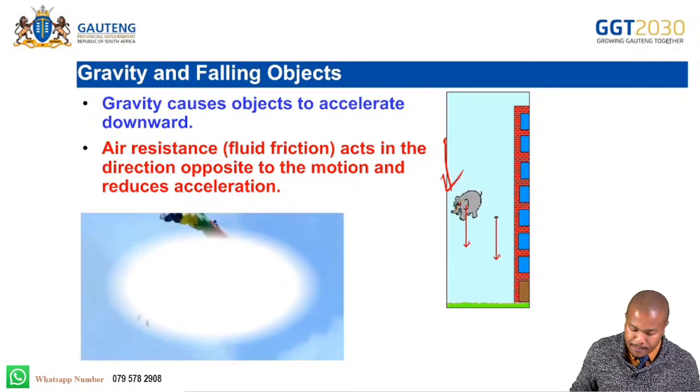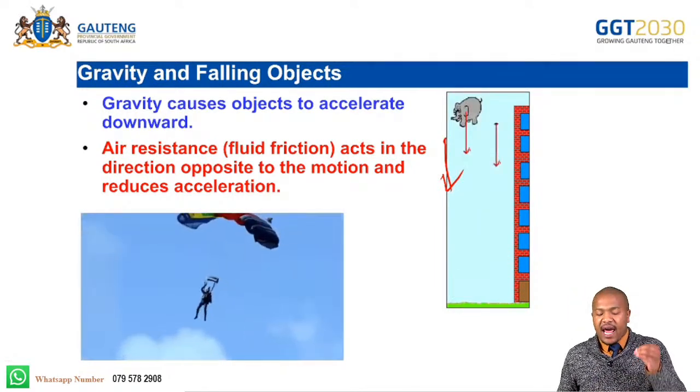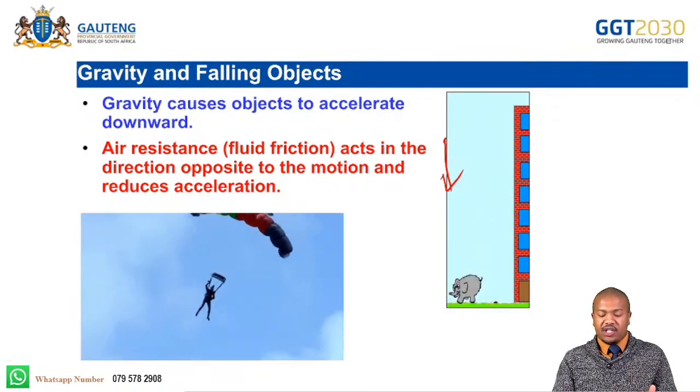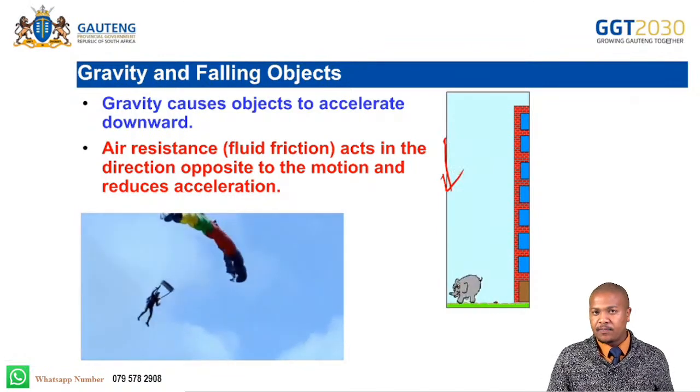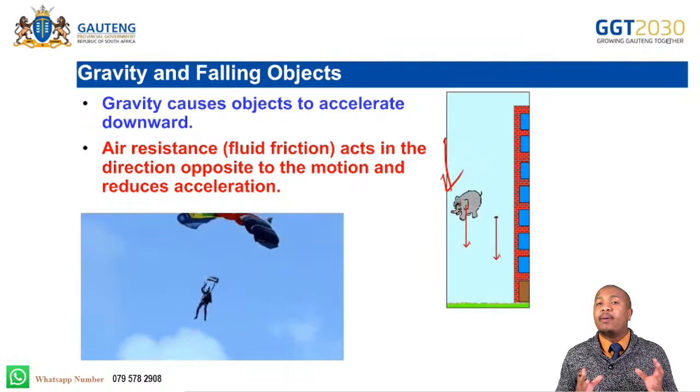Let's look at this example. Air resistance is the fluid friction, which acts in the direct opposite, opposite to the motion, and reduces the acceleration of these falling objects. So let's say you're doing some skydiving, and you're using a parachute.